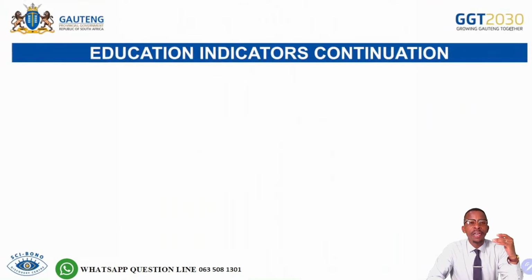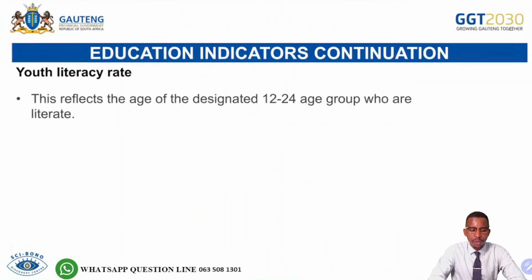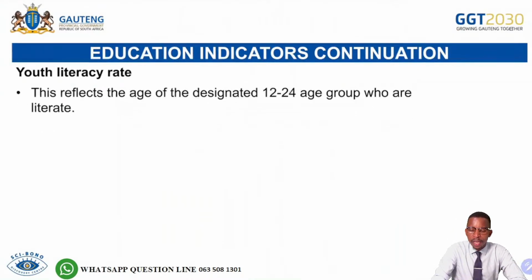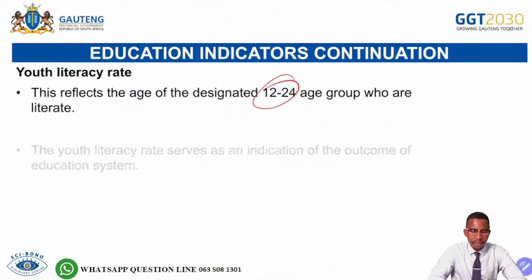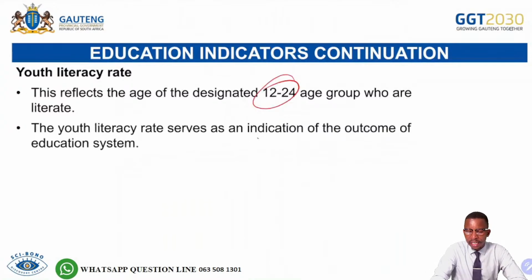It measures the level of education in the country based on the primary enrollment, secondary enrollment, as well as the youth literacy. So under the youth literacy rate, we talk about people at the relevant age from 12 to 24 age group that are literate. We are talking about people that are able to read and write. The youth literacy rate serves as an indication of the outcome of the education system. So if the youth is well educated, that means that nation is better off because those people will be marketable, employable. They will be able to establish their own businesses because of the skills they obtain.